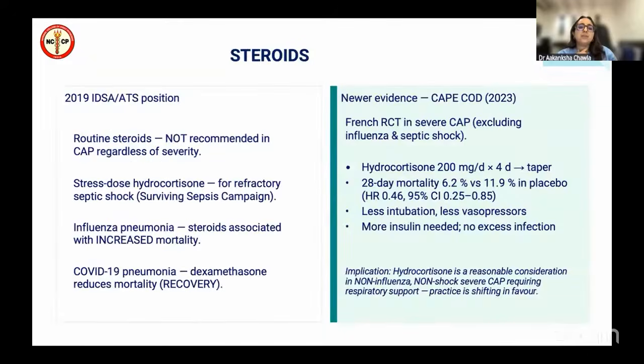Now, adjunctive therapy. A little bit about steroids, whether to use or not. Routine steroids are not recommended in community-acquired pneumonia, regardless of the severity. Stress dose hydrocortisone as per the Surviving Sepsis Campaign for refractory septic shock. In influenza pneumonia, they're associated with increased mortality. And for COVID-19 pneumonia, as per the RECOVERY trial, dexamethasone was shown to reduce mortality.